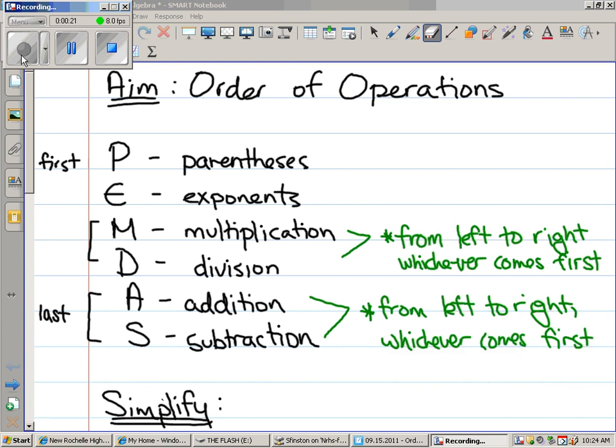And how do you decide what to do first? Start with that P. You see parentheses, you got to do whatever's inside the parentheses and simplify it first, all the way down to the end of the list. However, if you see multiplication or division in a problem, then whichever you encounter first, starting from the left and moving to the right, that's the one that you do. Multiplication and division first, then addition and subtraction.